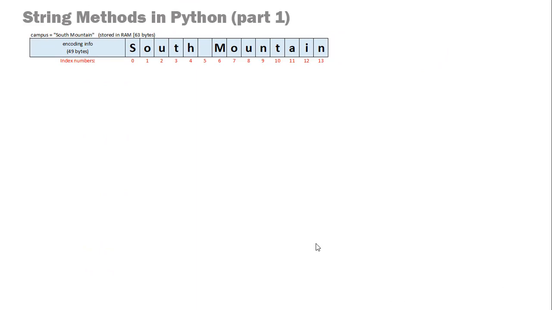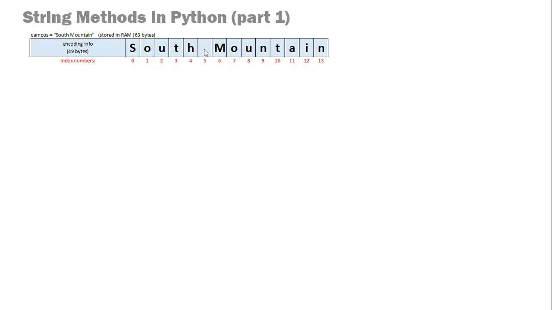Okay, so when I store South Mountain, or assign that to the variable campus, in memory we're getting 49 bytes of encoding information and then 1 byte per character. And there are 14 characters in South Mountain. Each character can be assigned an index number, and we start counting with 0 for our index numbers. So S is index 0, the H is index 4, the capital M is index 6, the space is index 5. Remember, spaces are characters.